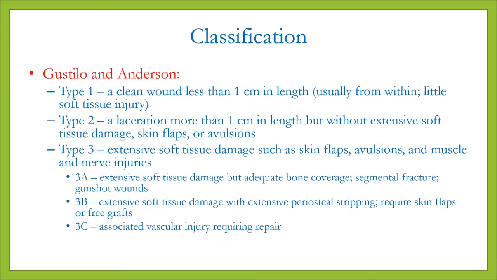Classification, Gustilo and Anderson. Type 1, a clean wound less than 1 cm in length, usually from within, with little soft tissue injury. Type 2, a laceration more than 1 cm in length but without extensive soft tissue damage, skin flaps or avulsions. Type 3, extensive soft tissue damage such as skin flaps, avulsions, and muscle and nerve injury. 3A, extensive soft tissue damage but adequate bone coverage, segmental fracture, gunshot wounds. 3B, extensive soft tissue damage with extensive periosteal stripping, requires skin flaps or free grafts. 3C, associated vascular injury requiring repair.